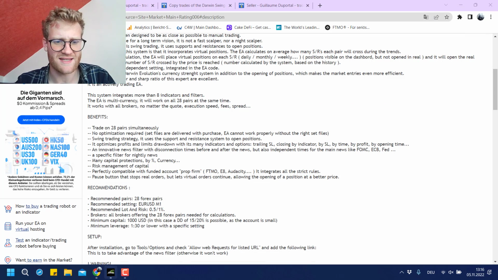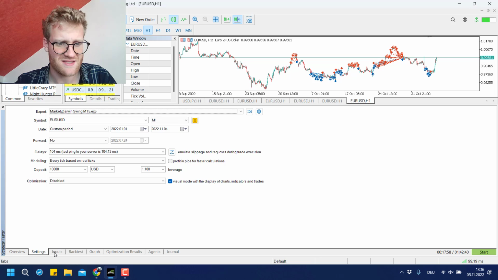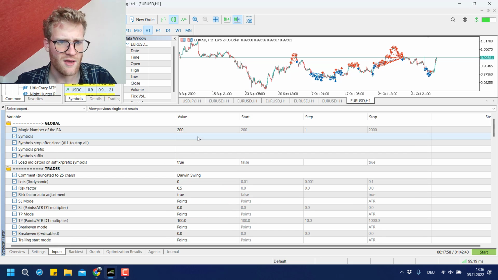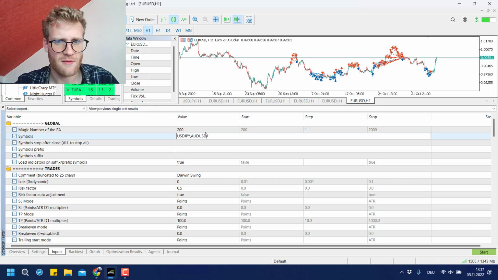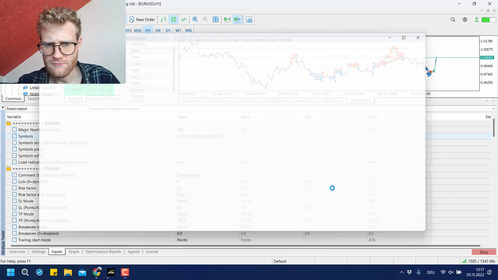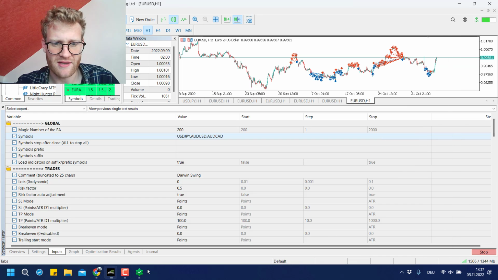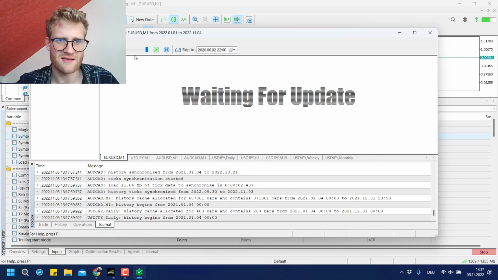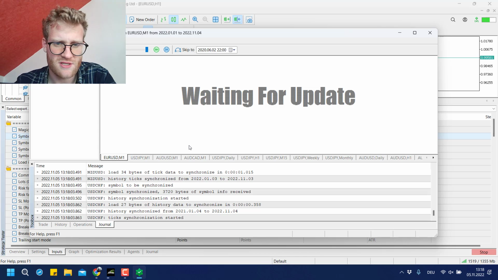Let me try another test. I will try it with, wait, let me adjust the settings. I believe if we go and add something like this, Australian dollar, US dollar, Canada dollar, it might work like this. Let's try this. I'm not sure if it has to be separated by comma or if we should use a semicolon. We should just try it and see what happens.